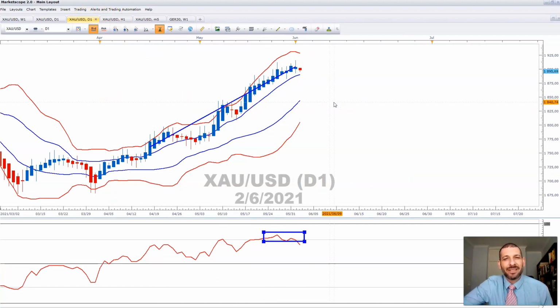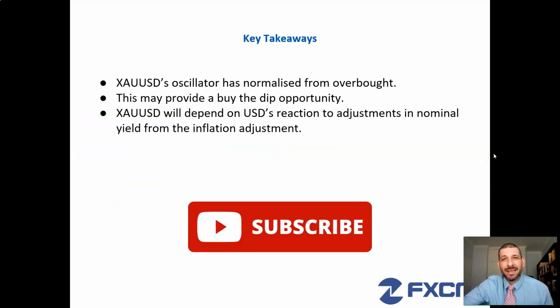Let's end off with some key takeaways. Gold's oscillator has normalized from an overbought condition. This may be a buy the dip opportunity, and we continue to monitor in that regard. We do note that gold will depend on the dollar's reaction to any adjustments in nominal yield that come from the inflation adjustment.